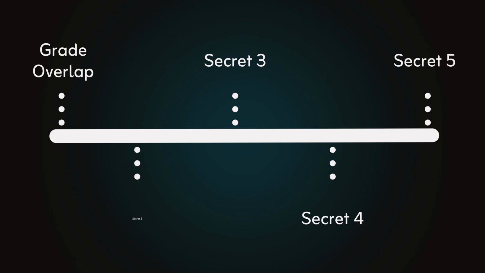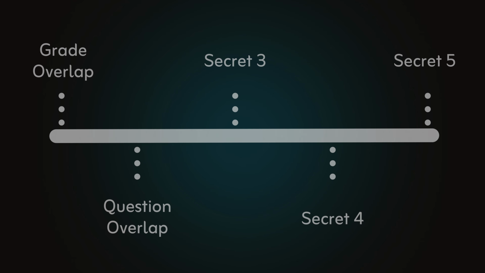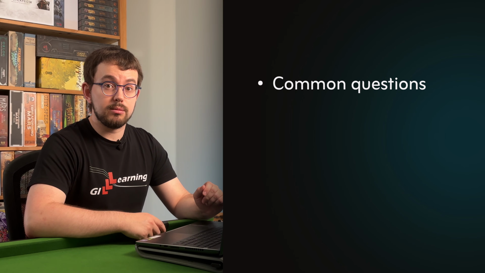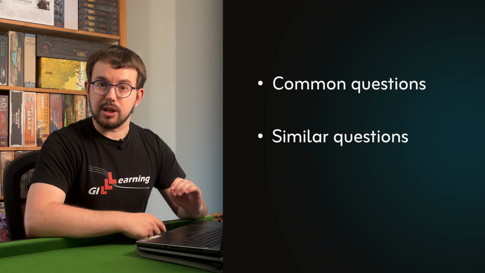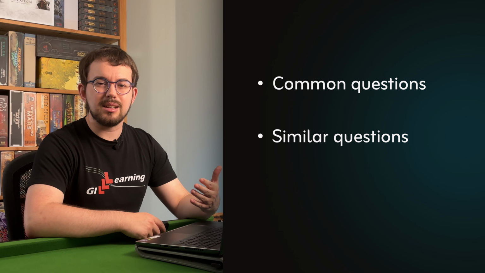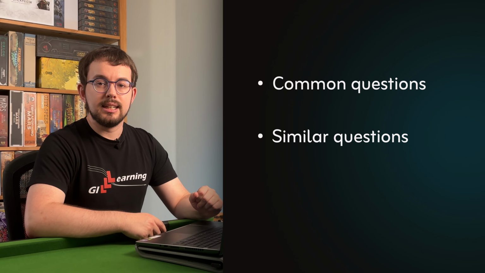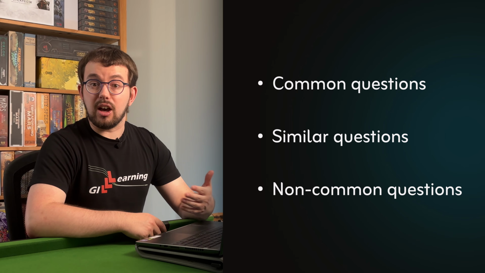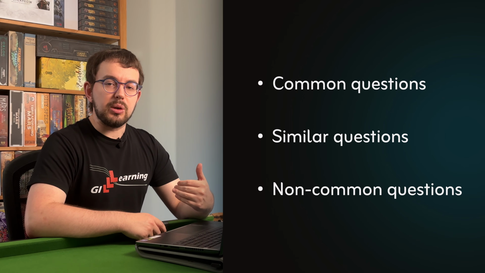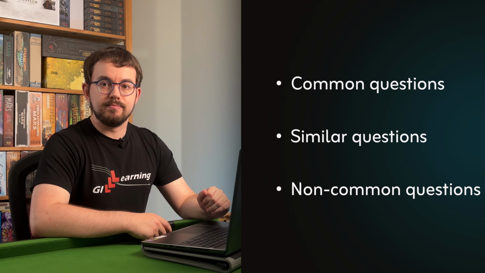Secret 2. Question overlap. To keep standards consistent across the 2 tiers, every paper has what are called common questions, which are identical on both tiers, similar questions which cover the same content but use different wording, and non-common questions. These are naturally the harder ones on higher and the easier ones on the foundation.